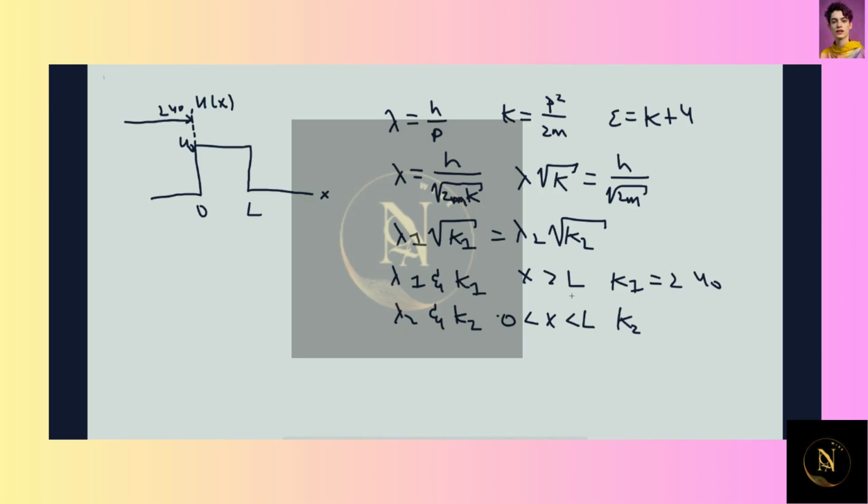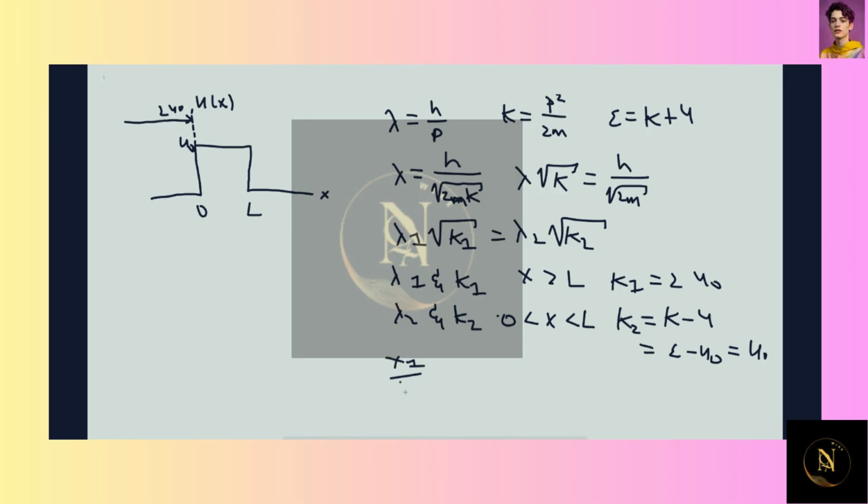Where K2 is going to be equal to the kinetic energy, which is the total energy minus the potential energy, E minus U, which is equal to E minus U0, which is just equal to U0, because E is equal to 2U0.